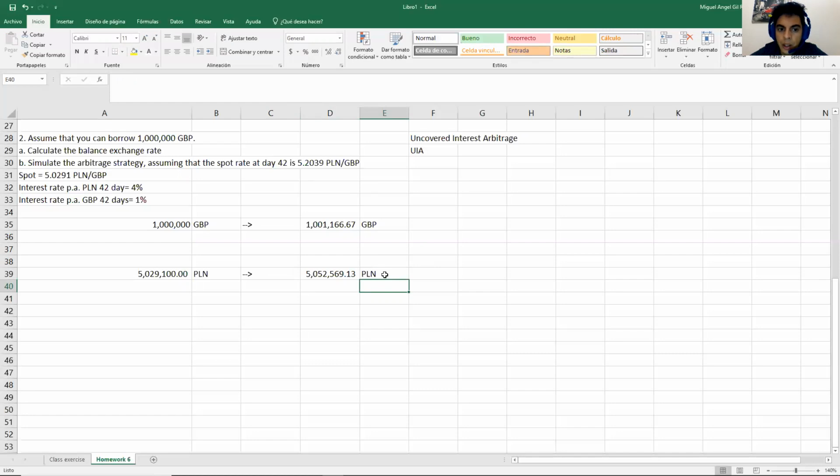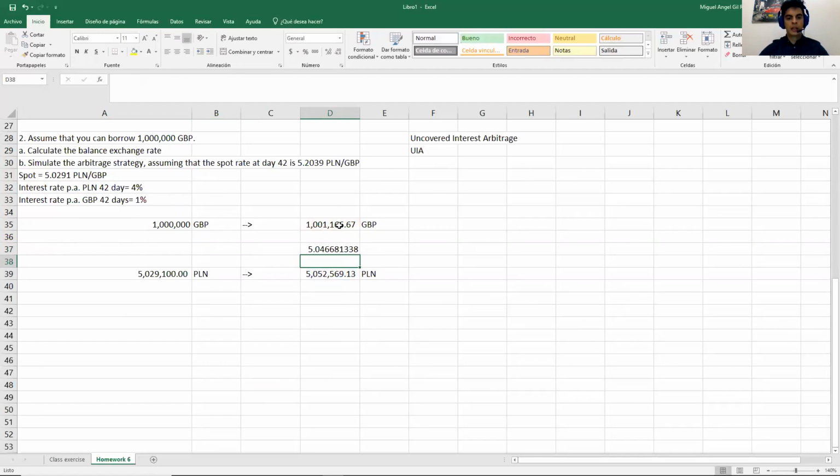So we don't know what to do after this because we don't have the forward, right? So we need to be careful. In the uncovered interest arbitrage, we don't have the forward. So what we are going to do is first to calculate the balance exchange rate. What is the meaning of the balance exchange rate? It will be the exchange rate where I don't make profit or loss. So how do you calculate this? It's very simple. You have to divide the two future values in the two currencies, and that will be your exchange rate. So in this case, I will start the division with the Polish zloty because the spot exchange rate that I have has zloty on top. So that's why I start the division with zloty.